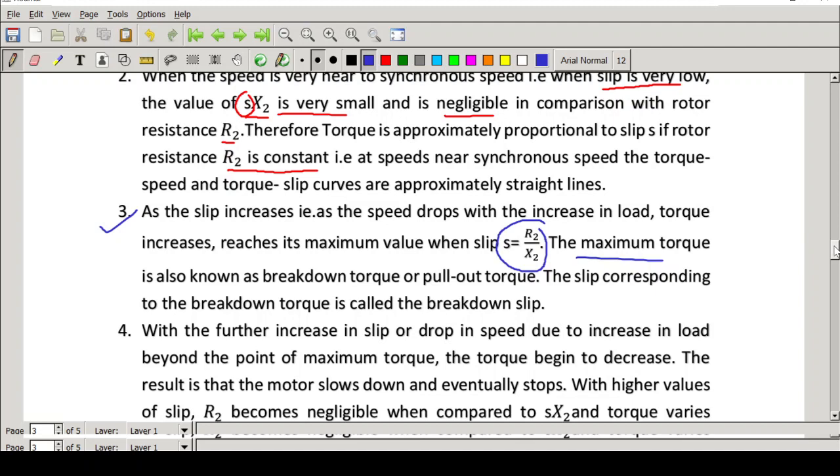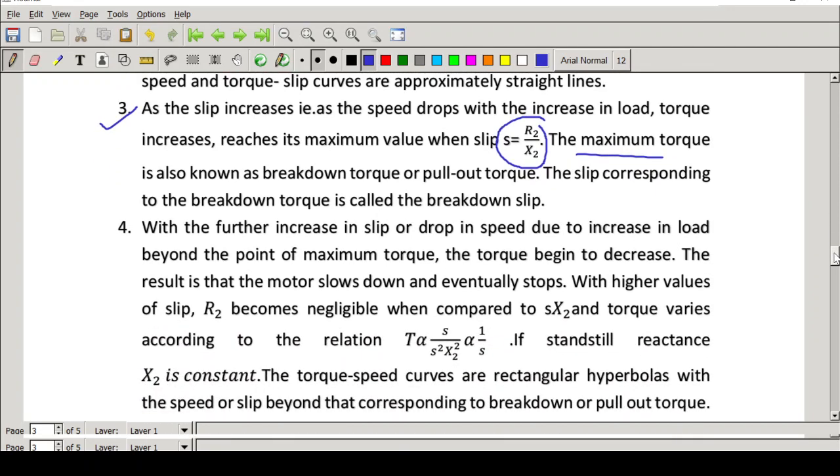Now the question is, suppose we are trying to increase the slip again. If we increase the slip, what happens to the torque? It will not increase further, but it will decrease. The reason is there is a limit for this torque. After attaining the maximum torque, if you try to increase the load, the speed will decrease. There will be a drop in the speed. That means the rotor speed NR will reduce. If NR is reducing, what will happen to the slip? Slip will become high.